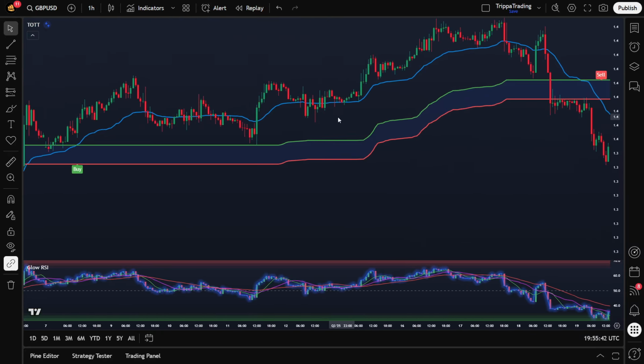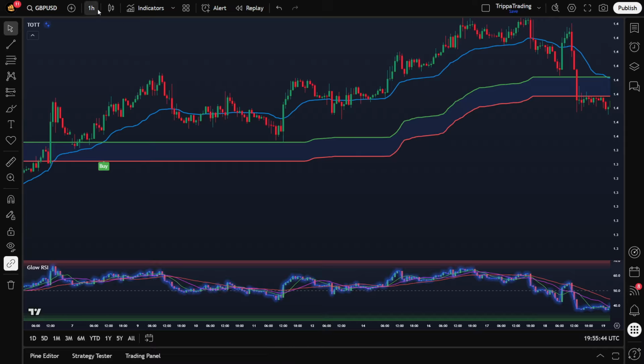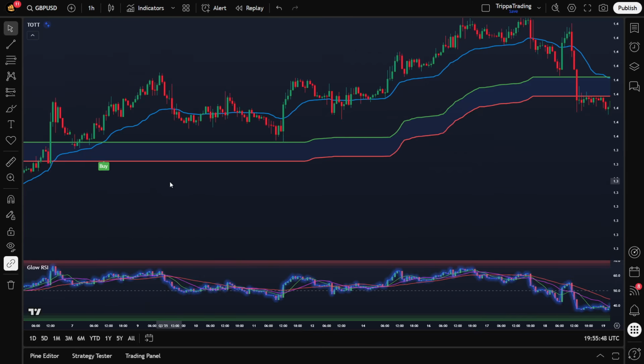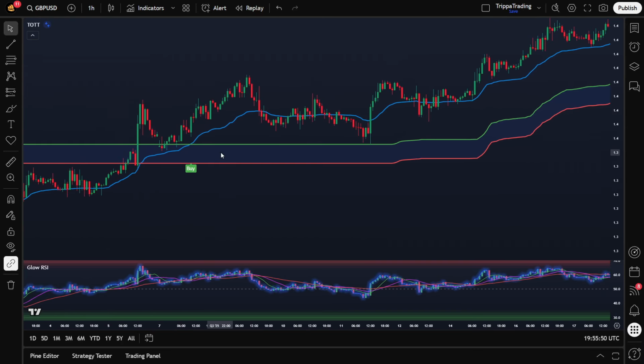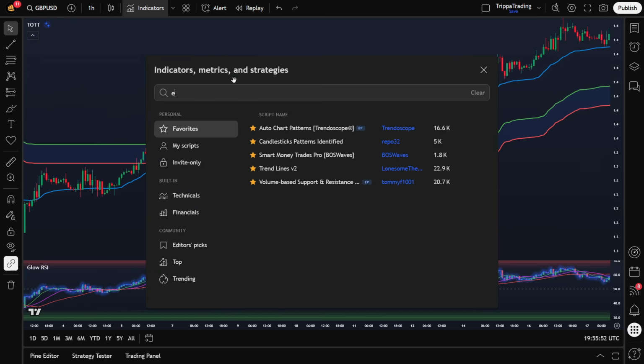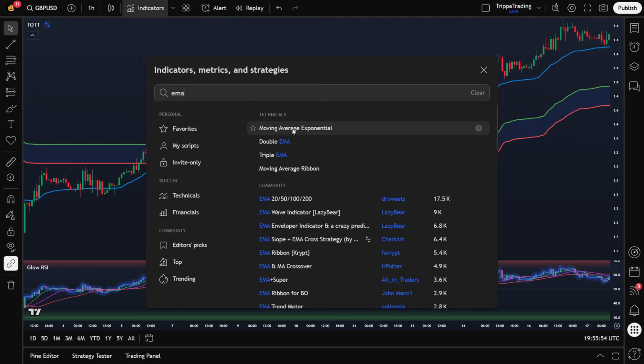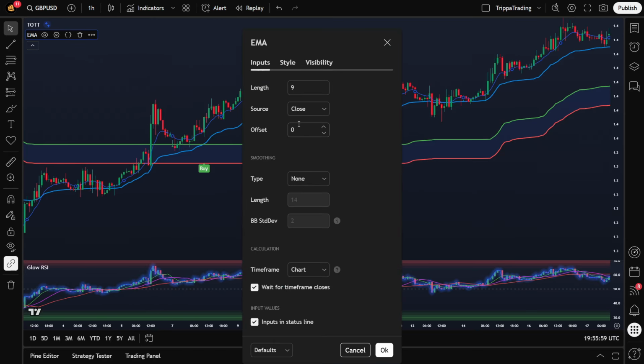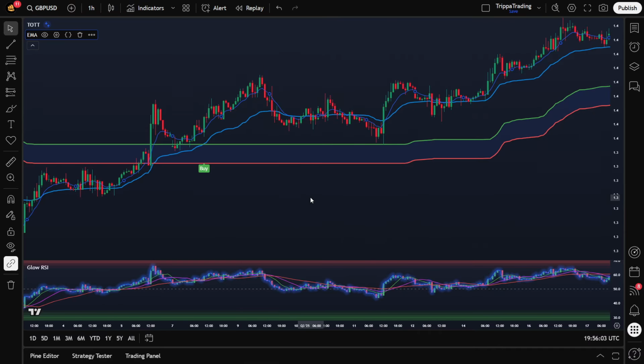Second, the 30-minute chart is a sweet spot, but you can also try 15-minute for faster trades or 1 hour for smoother setups. Third, if you want extra confidence, you can combine this system with a 200 EMA. For example, only take buys when price is above the 200 EMA and sells when below it. It's a simple filter that improves win rate instantly.